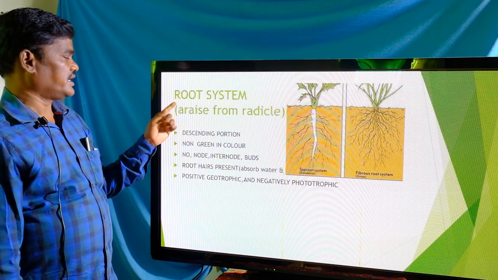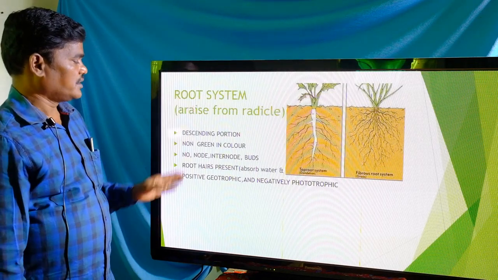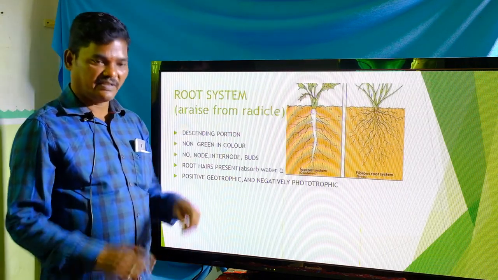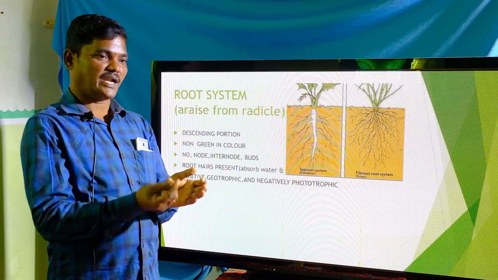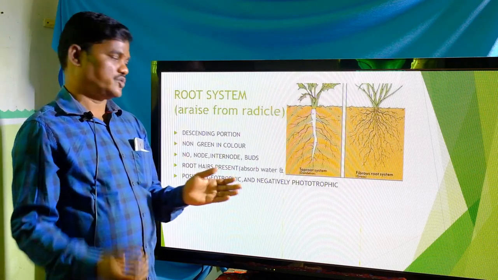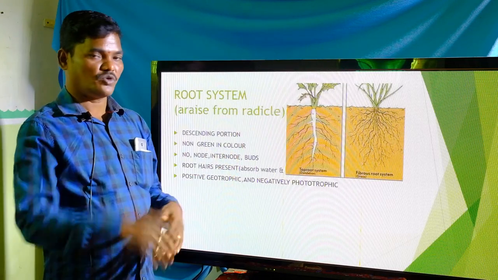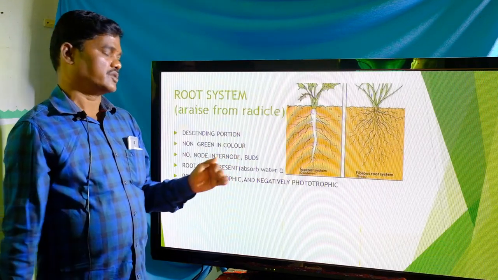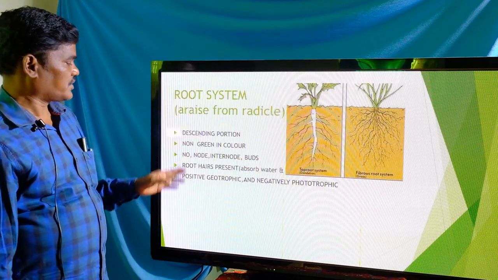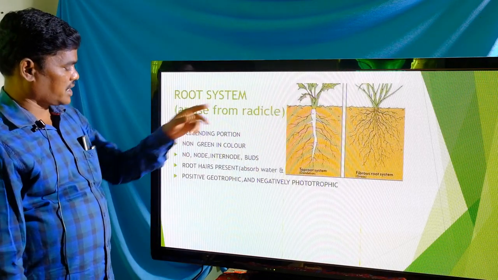Second, we will discuss the root system. The root system arises from the radicle. Radicle means, within a seed we have one axis. From the axis, the lower portion produces a root, that is called the radicle. The upper portion is the plumule, which produces the stem. So, the root system arises from the radicle is a 1 mark question.